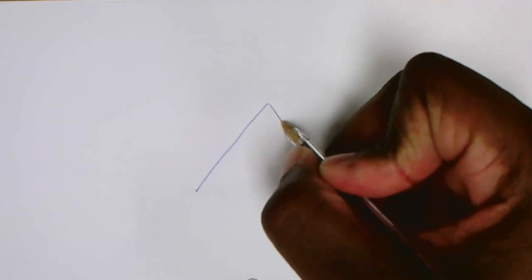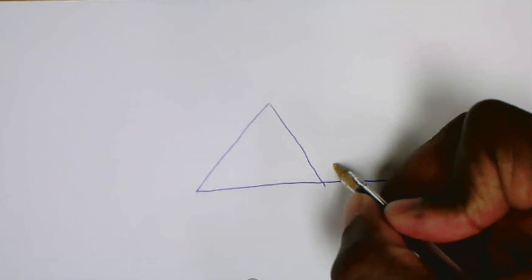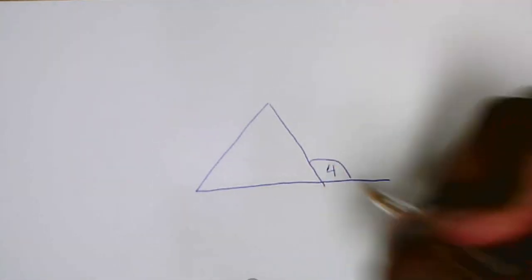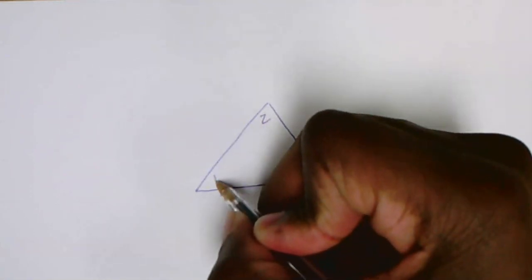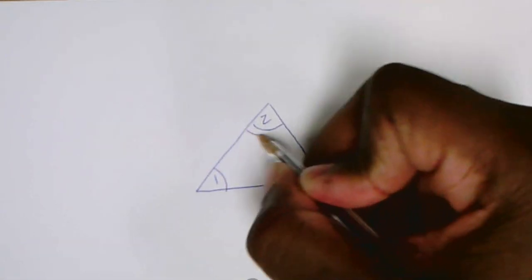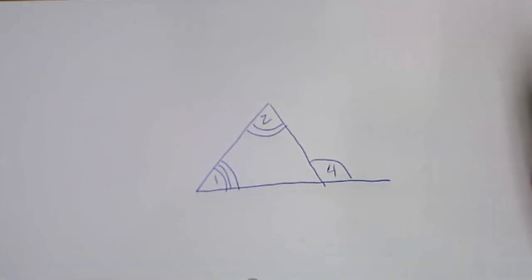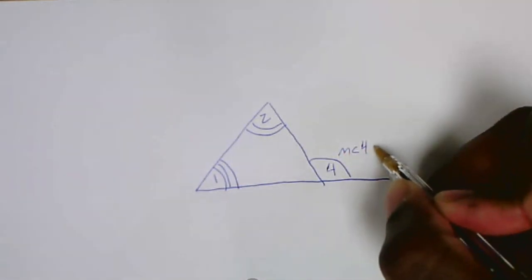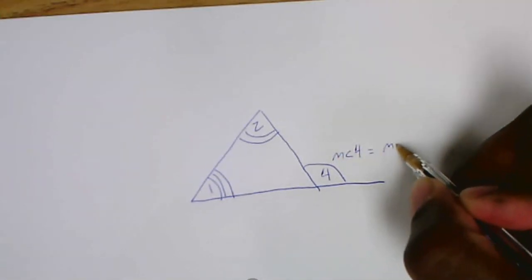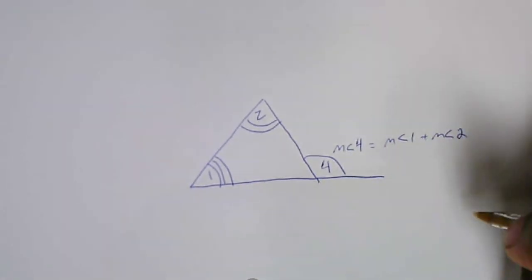Now, in a triangle, we got a theorem that deals with exterior angles. It says this. I'm going to call this exterior angle angle 4. And that's the angle here. You have these two angles here. I'm going to call them angle 2 and angle 1. They're not equal to each other, so I'm giving them a different number of hash marks. The exterior angle theorem says this. The measure of angle 4 equals the measure of angle 1 plus the measure of angle 2.